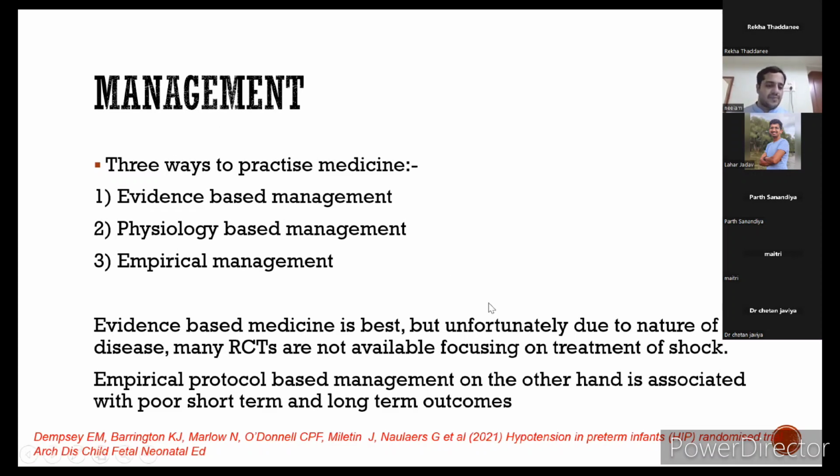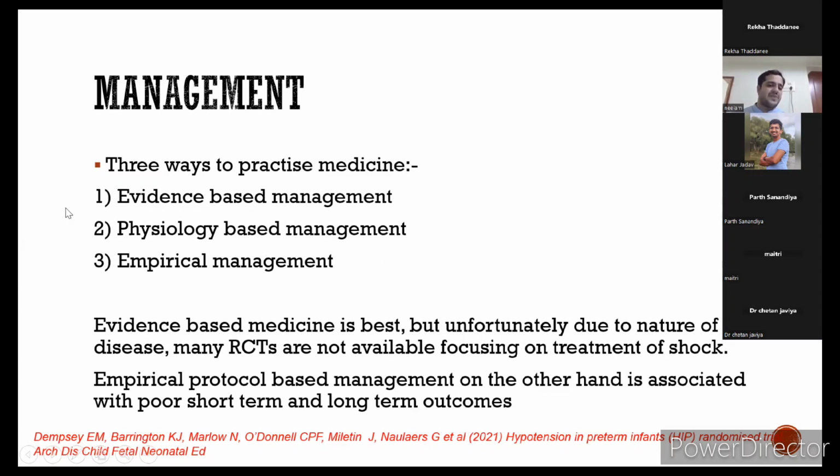Okay, so that empirical protocol based management is again associated with poor short term and long term outcomes, as was seen in this study which was done in 2021. Okay, so now people are moving from empirical, protocol based management to something called physiology based management. Why? Because we don't have the evidence right now. So the third part is definitely not doing any good.